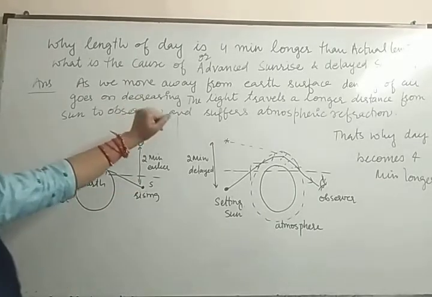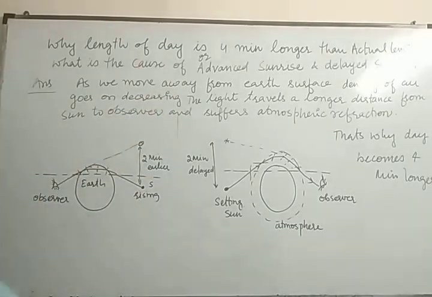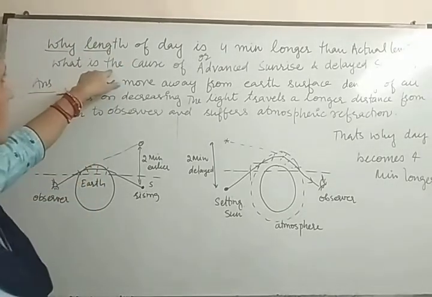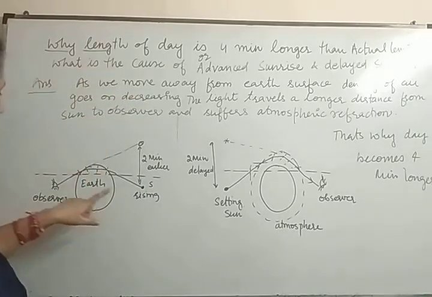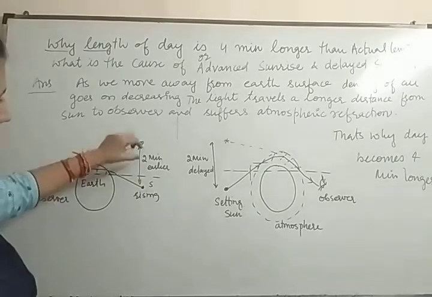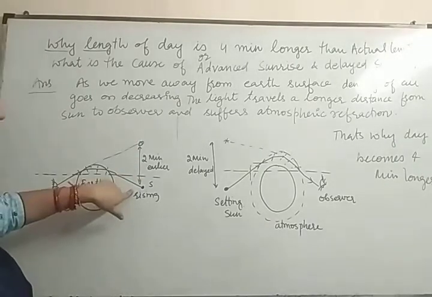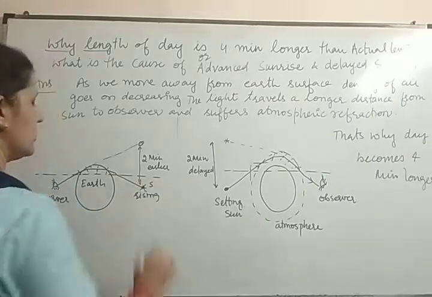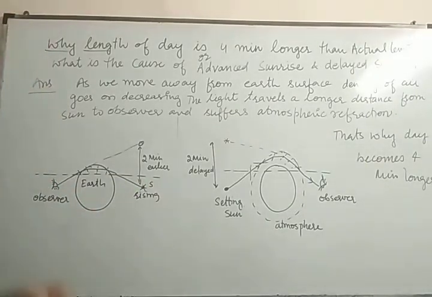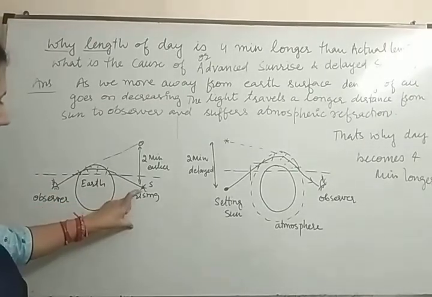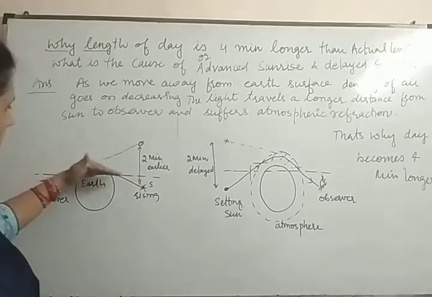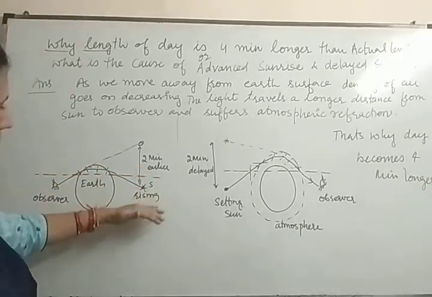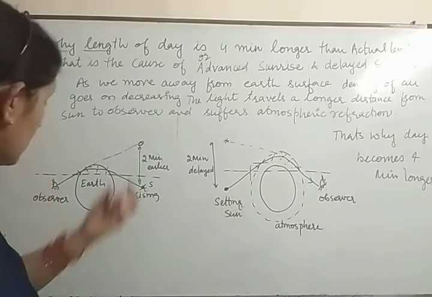The next application is why the length of the day is 4 minutes longer than the actual length, or what is the cause of advanced sunrise and delayed sunset. It means the sun rises 2-3 minutes earlier than the actual sunrise and sets 2 minutes later. Why is this so? Look at the diagram first. Here the sun rises from the horizon, and this is the line below which the sun is going to rise. When the sun starts rising, what happens?